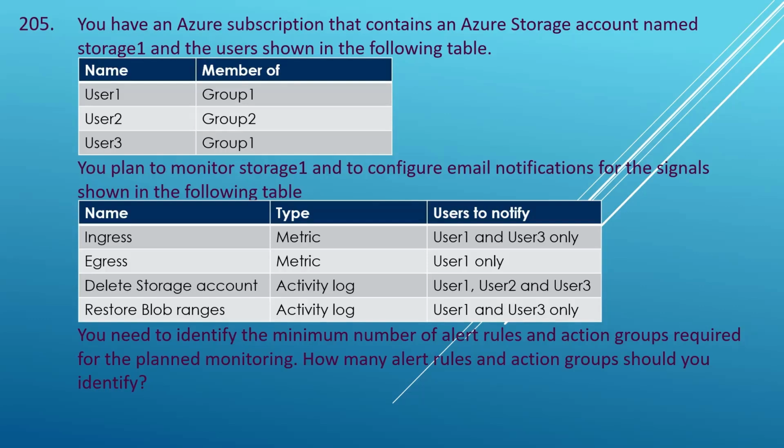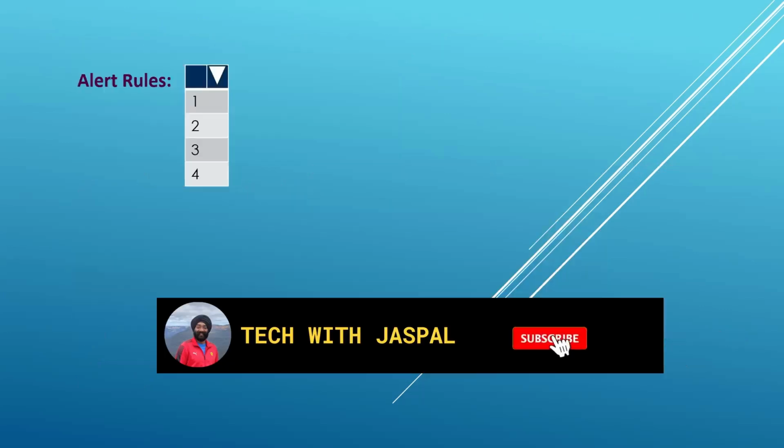You need to identify the minimum number of alert rules and action groups required for the planned monitoring. How many alert rules and action groups should you identify? And the first part of the question is alert rules, and your options are 1, 2, 3, and 4.